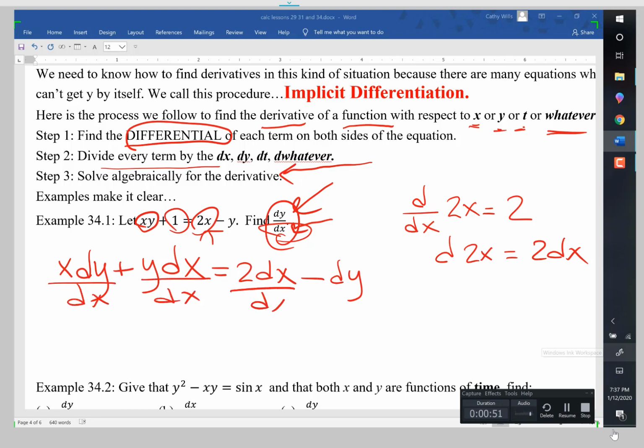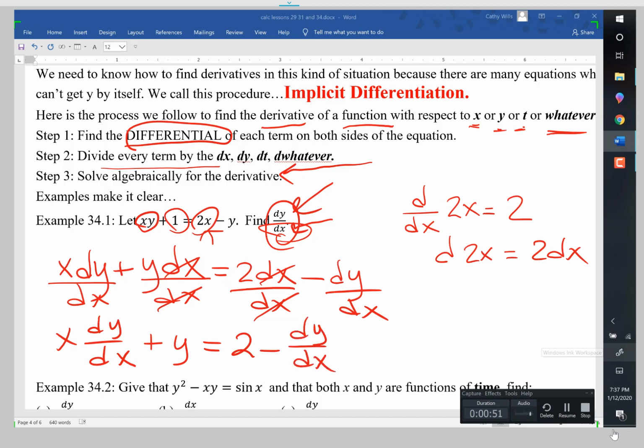dx, dx, dx. Some of these are going to cancel, like here and here. All right, so now you're going to have x dy/dx plus y equals 2 minus dy/dx. Now the thing you're trying to find is dy/dx. So we're going to use algebra to get dy/dx by itself. So we're going to put all the dy/dx's on one side. So I'm going to add dy/dx to both sides.